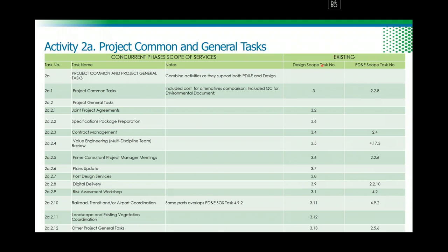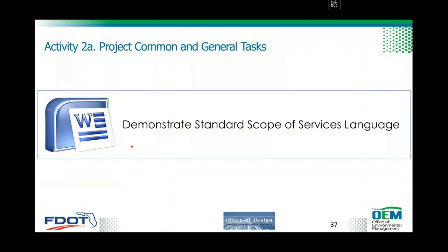So for standalone design scope, activity 3, for instance, corresponds now to 2A, which is project common task. And if you look at the PD&E scope, that will be 2.2.8. So if you're looking from the PD&E perspective, go look at 2.2.8, and then you'll find it under 2A.1. From the design perspective, that will be 3, and you'll find it under 2A.1. So we did the same for pretty much all the activities in 2A. So here I'm going to stop, and then I'm going to demonstrate how we merged those two activities.